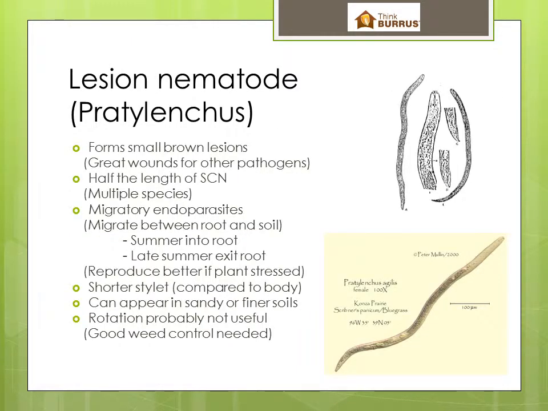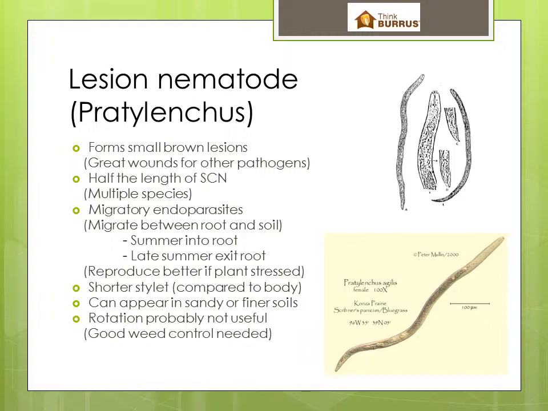Finally, we've come to the smallest group on our corn nematode list, Pratylenchus, the lesion nematode. As the name implies, they move around and form lesions on the root, brown spots, as they burrow into the root. Once again, that's what the term migratory endoparasite means. It means that they move around and they feed inside.